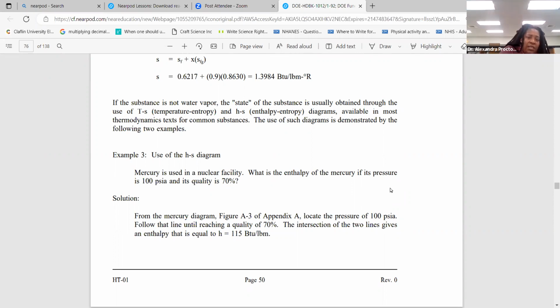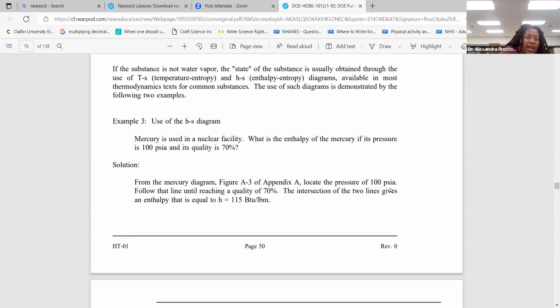So the third example, if you use the HS diagram: mercury is used at a nuclear facility. What is the enthalpy of the mercury if its pressure is 100 psi and its quality 70%? The solution is you look at the mercury diagram, A3, appendix A, you locate a pressure of 100 psi. You follow that line, reaching the quality of 70%, and the intersection of those two lines gives you an enthalpy of 115 BTU per pound mass.